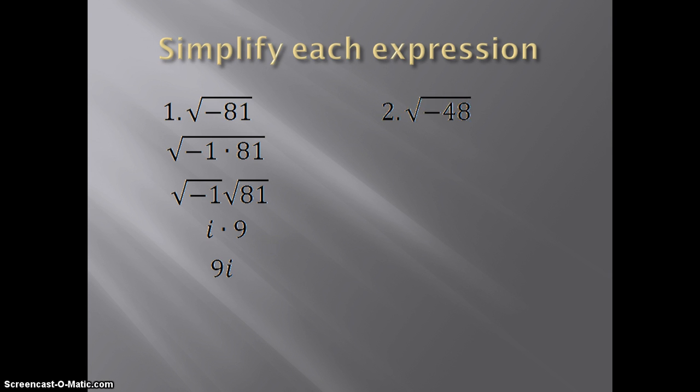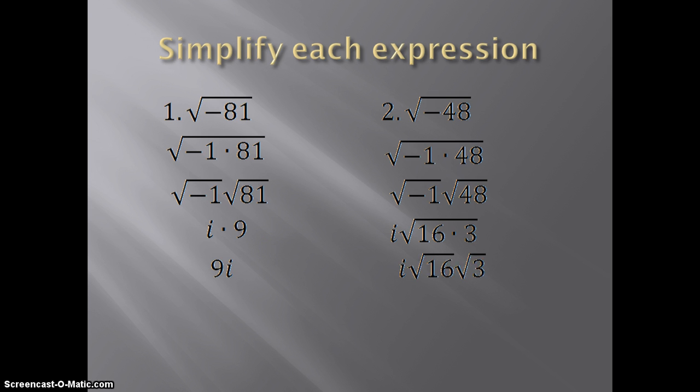Another example would be the square root of negative 48. Again, we break this down to the square root of negative 1 times 48, then the square root of negative 1 times the square root of 48. The square root of negative 1 is i. I can break 48 into 16 times 3. 16 is the largest perfect square that is a factor of 48. I break that down to the square root of 16 times the square root of 3, and I get 4i radical 3.